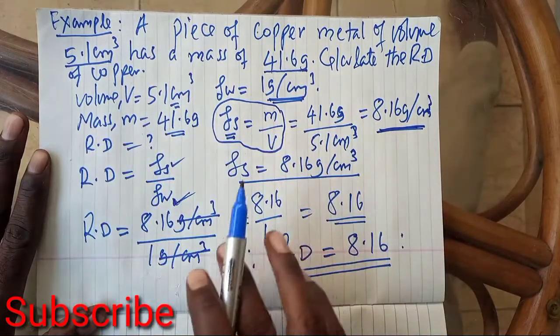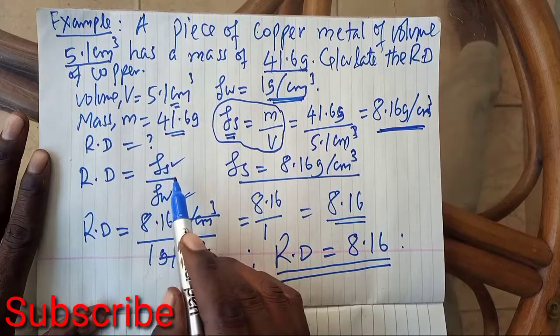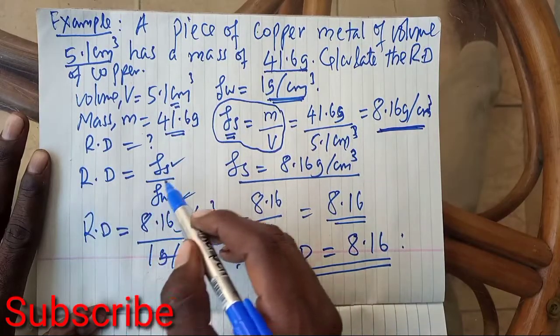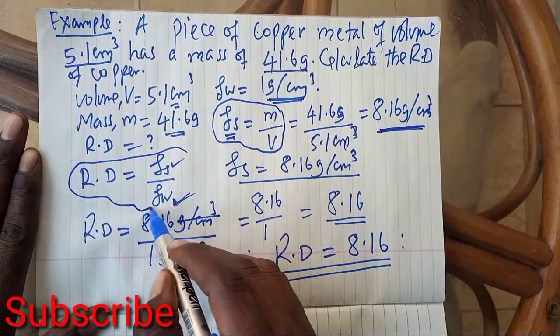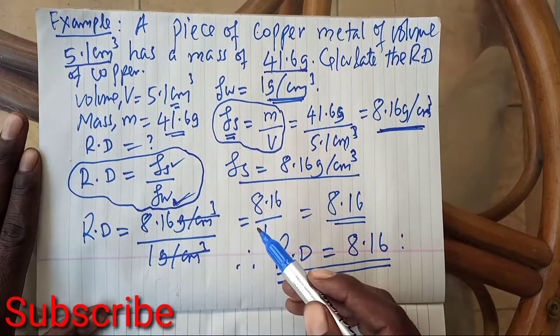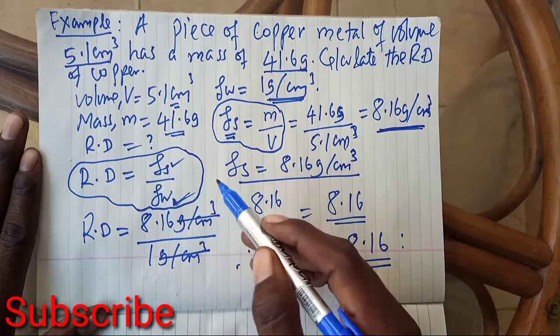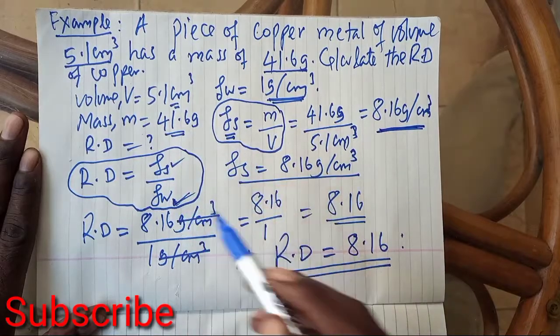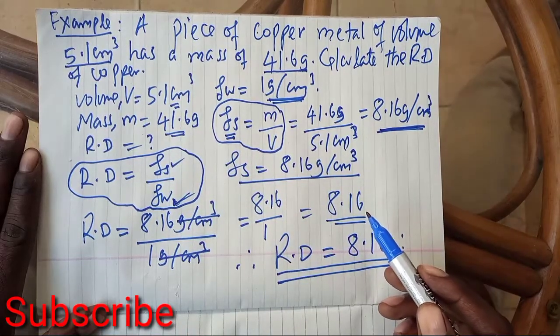Kwa hiyo ni muhimu kuelewa swali ni kwamba umeulizwa relative density. Relative density kanuni yake ni hii hapa. Je, mahitaji ya kanuni yapo? Kama mahitaji ya kanuni hayapo, nini unakifanya sasa ili upate density of substance na density of water? So that is all about relative density.